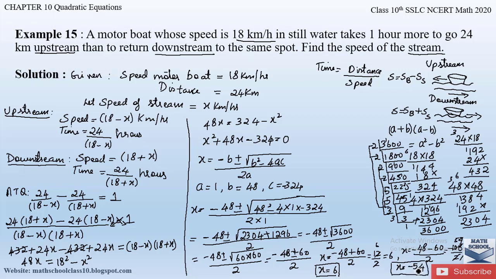So since x is the speed of the stream here, we cannot take the negative value, that is x is equal to minus 54 is ignored, and we will take x is equal to 6. Therefore the speed of the stream is 6 kilometers per hour. Therefore you can write down the speed of the stream is 6 kilometers per hour. So this is how we solve this example problem.